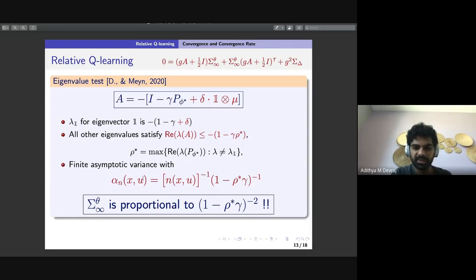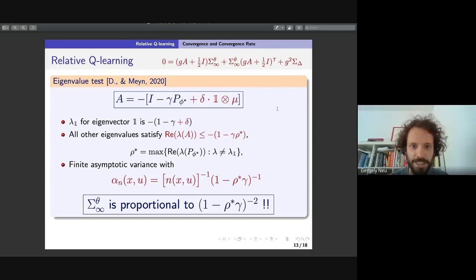Using this kind of a step size, what we find is that the asymptotic covariance of the relative Q-learning algorithm is proportional to (1 minus rho star times gamma) to the power minus 2, instead of (1 minus gamma) to the power minus 2. And this is again something you can establish by solving this kind of Lyapunov equation.